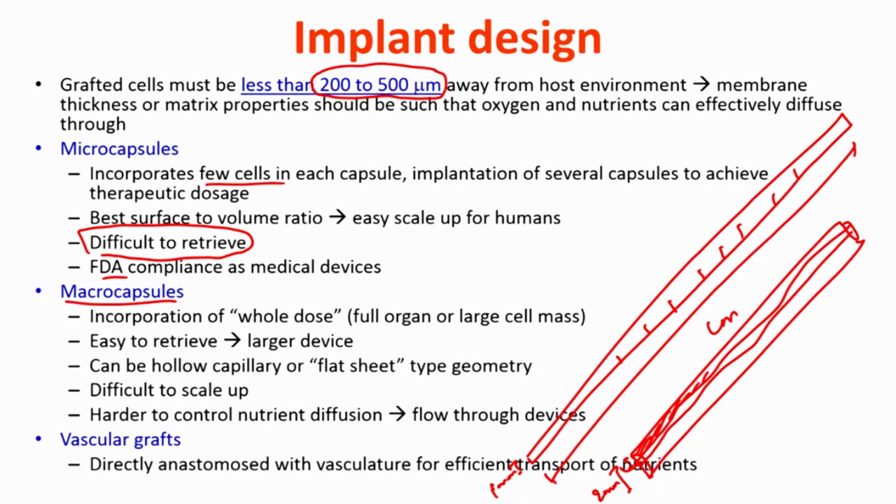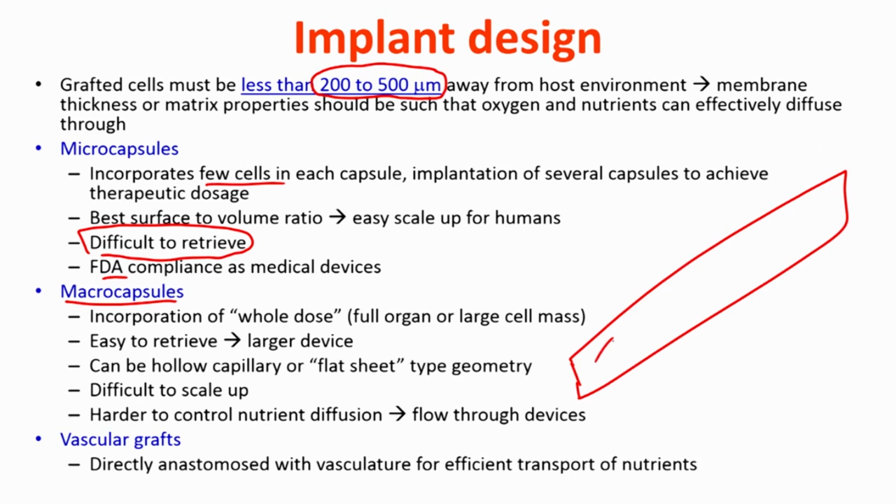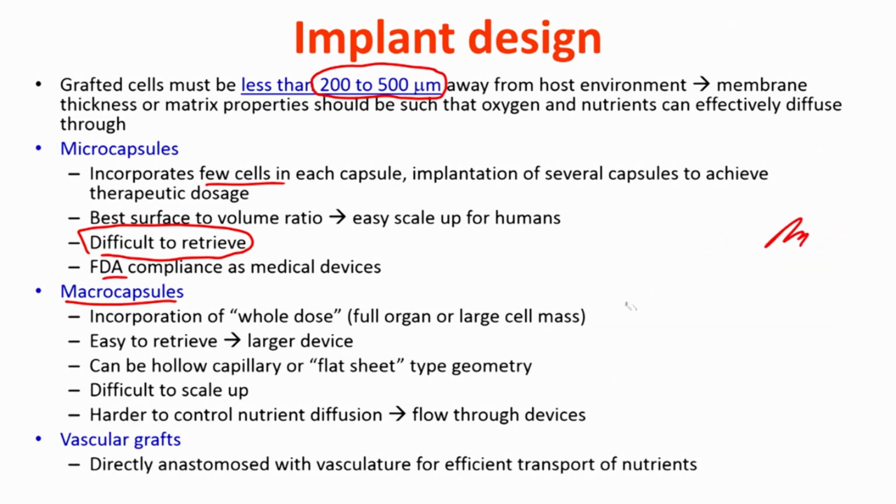And of course, they are harder to control the nutrient diffusion through the flow device, because they are big, so there may be non-uniformities throughout the whole implant, because if it is a huge thing that you put in, maybe here the diffusion is slightly different than what is here, so you will have non-uniformities throughout the whole device.